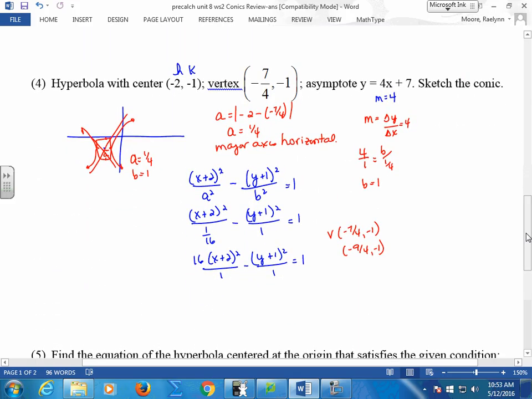Now here's a hyperbola. So again, I start with my hyperbola. Let's do this together. My center is negative 2, negative 1.